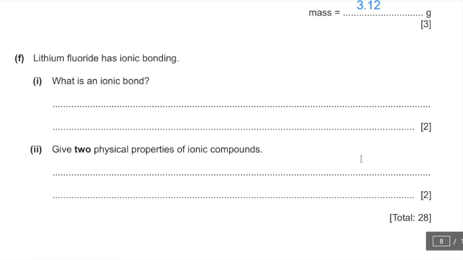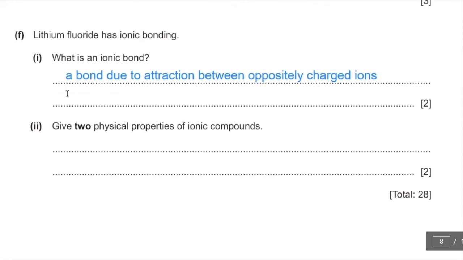Lithium fluoride has ionic bonding. What is an ionic bond? So it is a bond due to attraction between oppositely charged ions. Give two physical properties of ionic compounds. So they have high melting or boiling points, and they are also soluble in water.